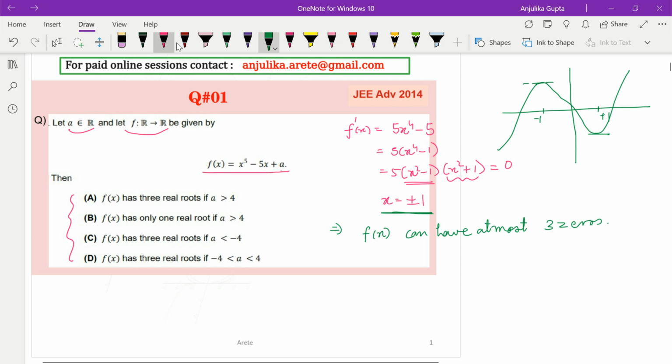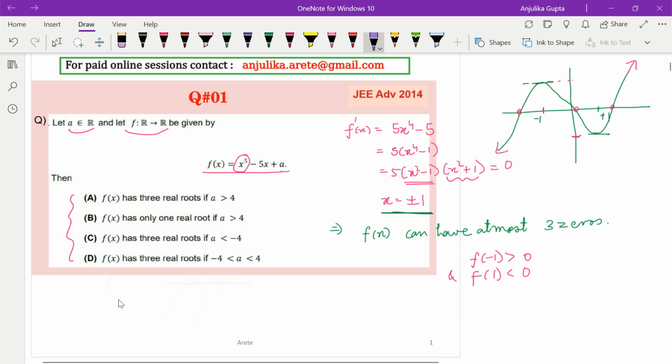One thing is also for sure: since it's a fifth degree polynomial, when x is negative infinity, the function will go to negative infinity, and when x is positive infinity, it will go to positive infinity. Now here, can you see that I conveniently have 3 zeros? What's happening is that at f of minus 1 the function is positive, and at f of 1 the function is negative. That's the reason you are having 3 zeros.